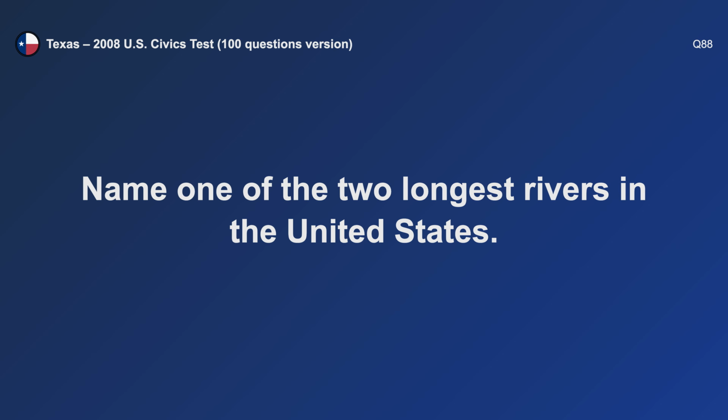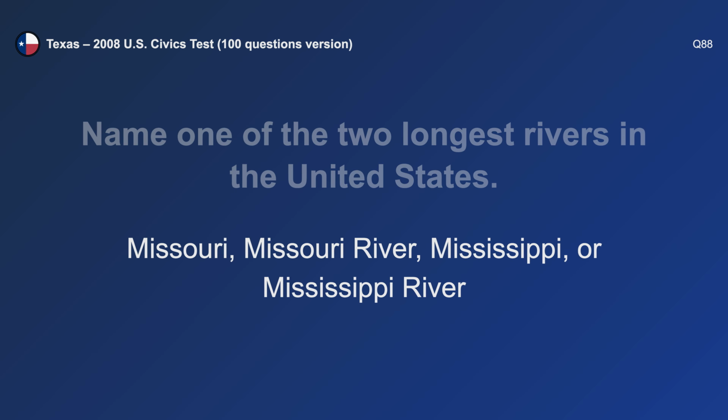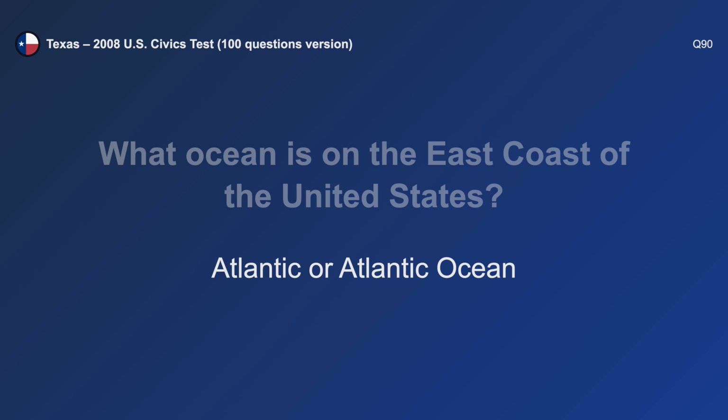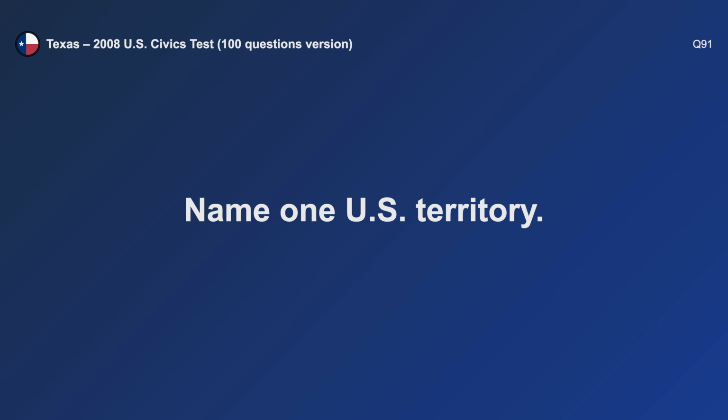Name one of the two longest rivers in the United States. Mississippi. What ocean is on the west coast of the United States? Pacific. What ocean is on the east coast of the United States? Atlantic. Name one U.S. territory.